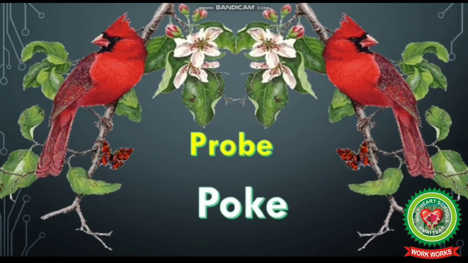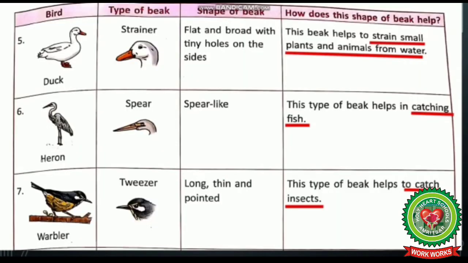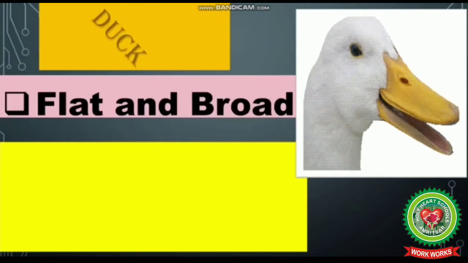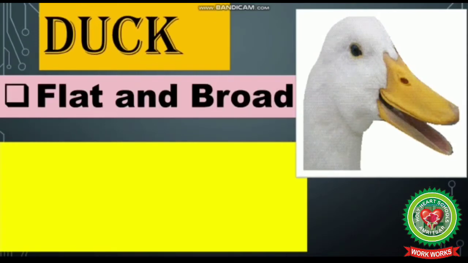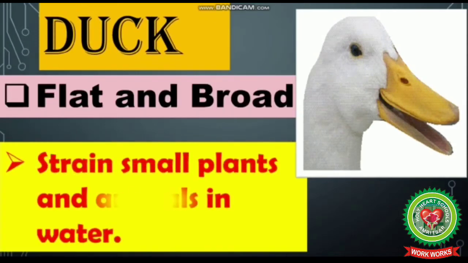Now next page, number 5, duck. Duck has strainer type of beak and its shape is flat and broad. And students, this beak helps to strain small plants and animals from water.